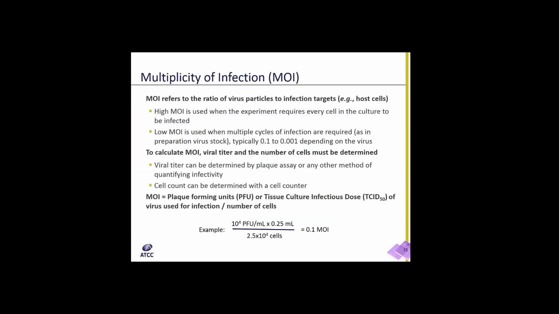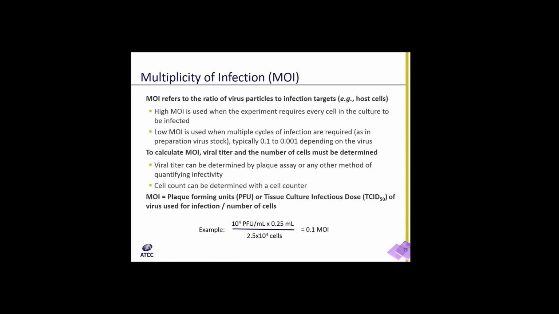Now, moving on to multiplicity of infection and its importance. The multiplicity of infection, or MOI, refers to the ratio of virus particles to infection targets, that is, the host cells. Generally speaking, high MOI is used in certain experiments when they want to ensure that every cell in the culture is infected. And low MOI is used when multiple cycles of infection are required, as when you prepare a virus stock. And typically we use low MOI that ranges from 0.01 to 0.001, and this really depends on the virus that you are working on.